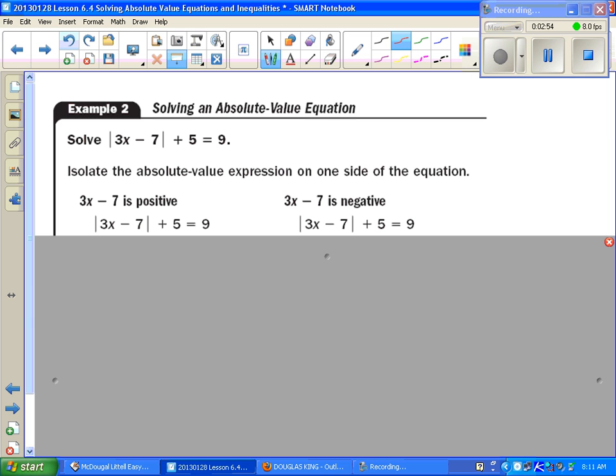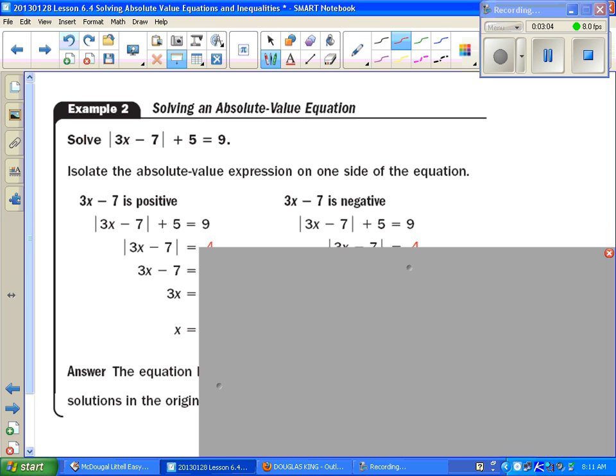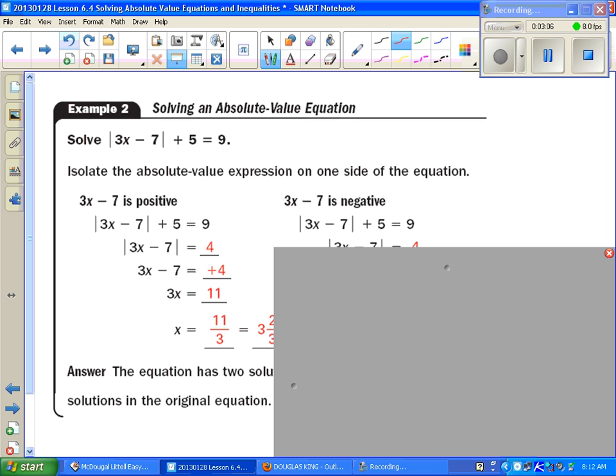Example number 2 says solve the absolute value of 3x minus 7, plus 5 equals 9. The only thing we're going to do right here is before you eliminate your absolute value symbol, we're going to isolate the absolute value on one side. What we mean by that is, as you're looking, here's your equal sign right here. Remember, that's your balance point. As you're looking at the left side, you have the absolute value of 3x minus 7 plus 5 equals 9.